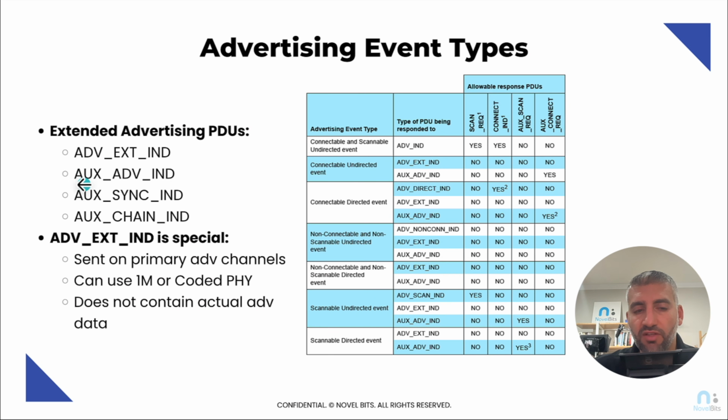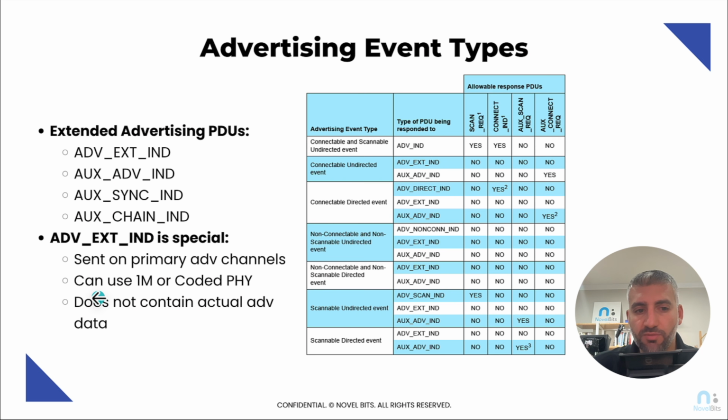And then anything that starts with AUX, the auxiliary, those are the ones that get used on the secondary advertising channels, or the general purpose channels. So what's special about ADV_EXT_IND here is that it is sent on the primary advertising channels. It's similar to the legacy, but it does not contain any actual data, and we'll talk about that shortly.